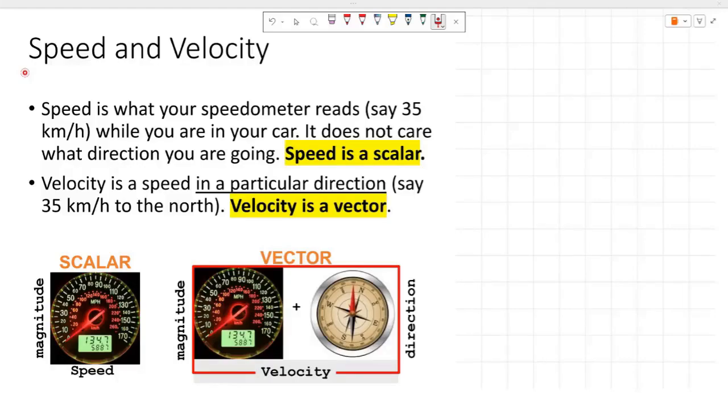Okay, so in this chapter, we're going to be talking about motions. The difference between the terminology here, speed and velocity, is probably the most common mix-up students make early on in this chapter. So please remember, speed and velocity are not the same thing.